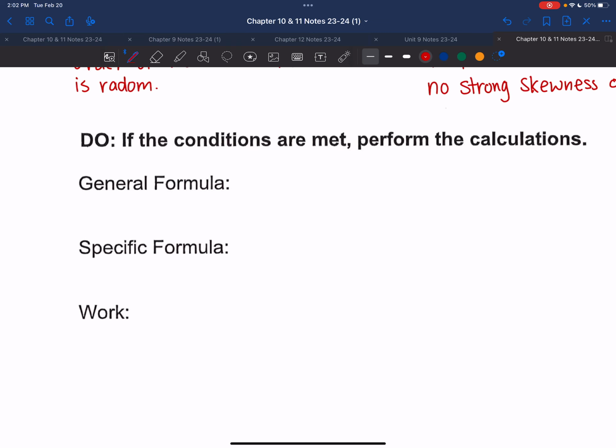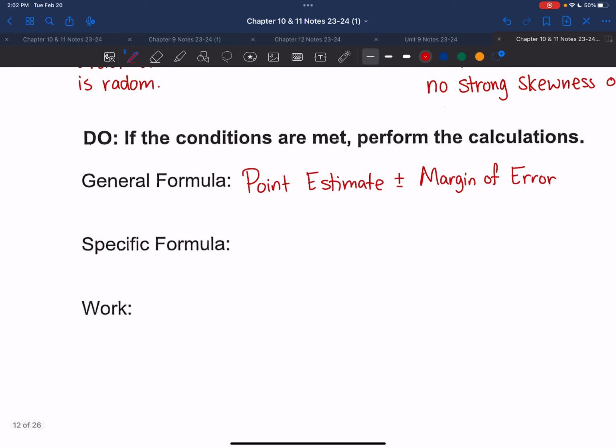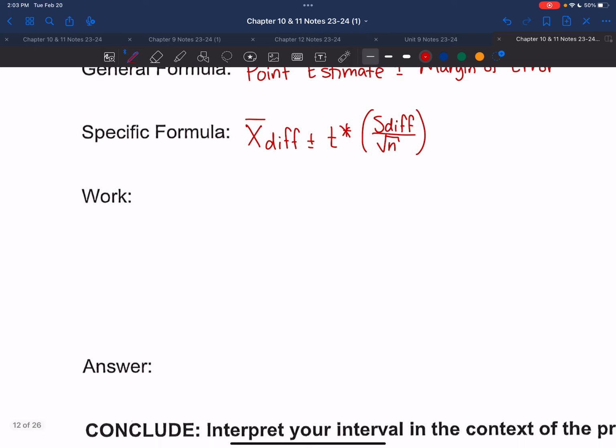All right, now for the do section, general and specific formula. For the general formula, remember it's just point estimate plus or minus our margin of error. For the specific formula, we've got X bar diff plus or minus T star times S diff over root n. Okay, so same exact formula as before.